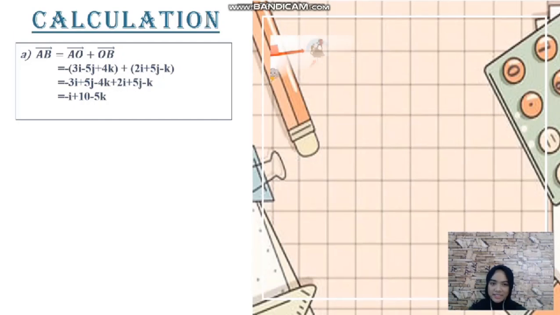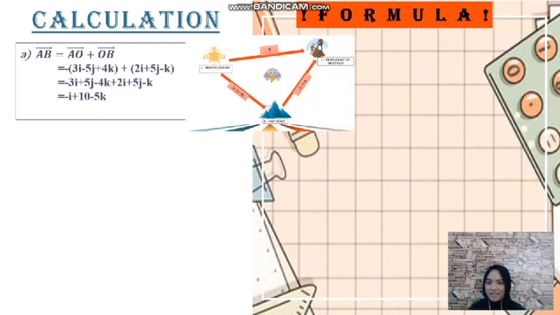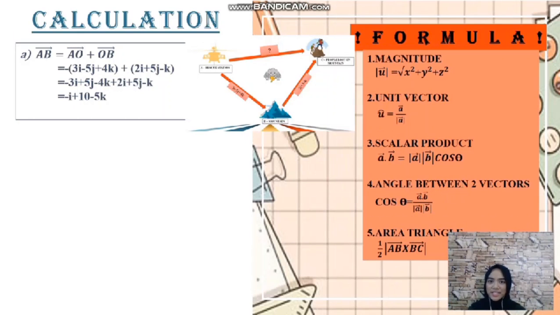This is the first question. This is the picture of the question, and this is the formula that we use. The first question is about addition. We need to find the vector AB. So AB is equal to AO plus OB, equal to negative in the bracket 3i minus 5j plus 4k, plus in the bracket 2i plus 5j minus k, equal to negative 3i plus 5j minus 4k plus 2i plus 5j minus k. So the last answer is negative i plus 10j minus 5k.